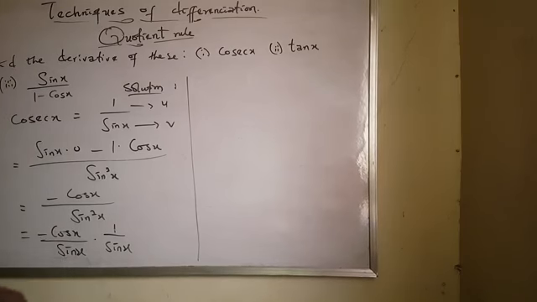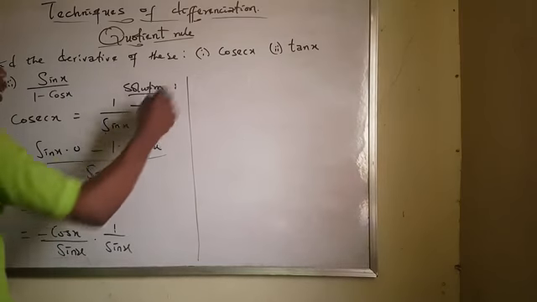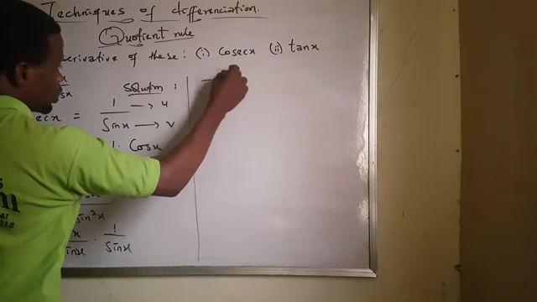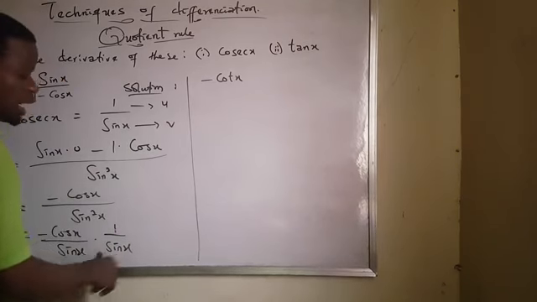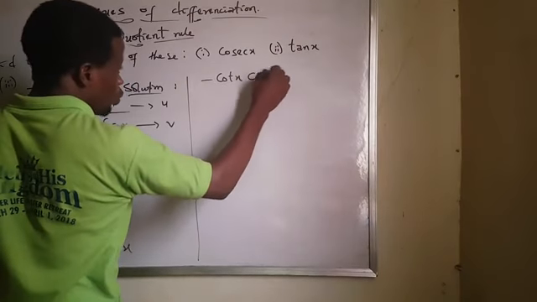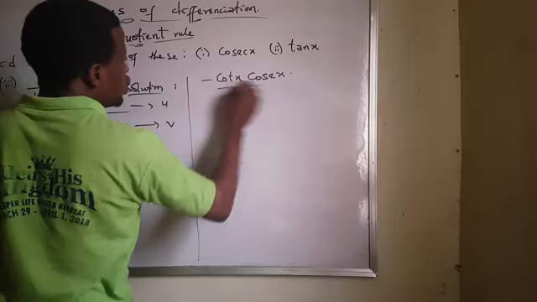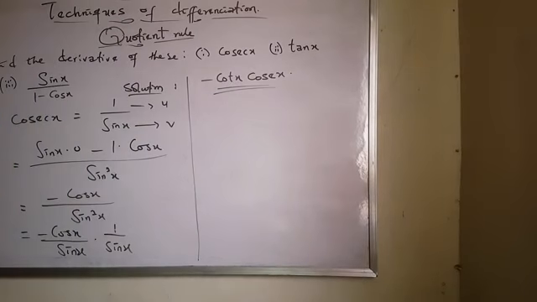What is minus cos x over sin x? Normally cos x over sin x is what? It is cot x. That is minus cot x. Then times 1 over sin x is what? Cosec x. So that is our dy/dx.